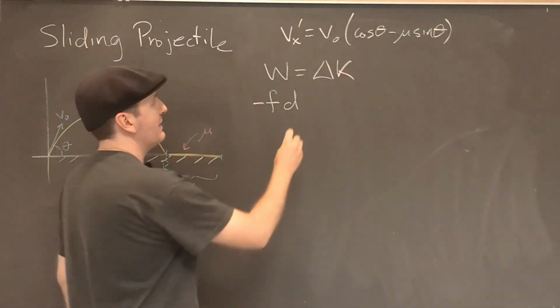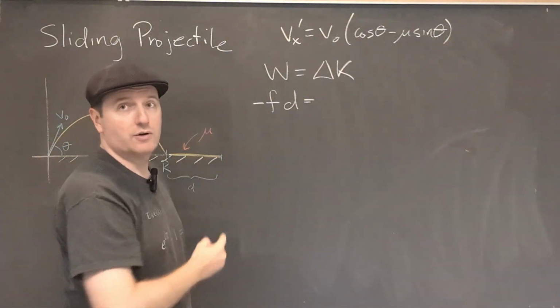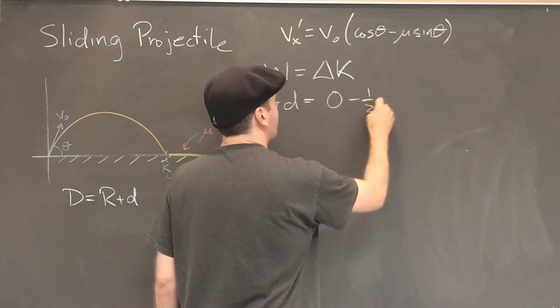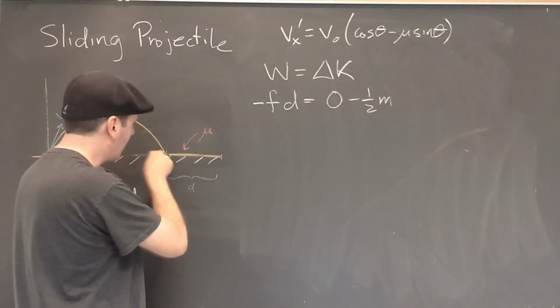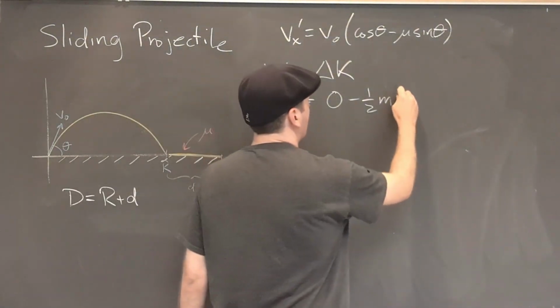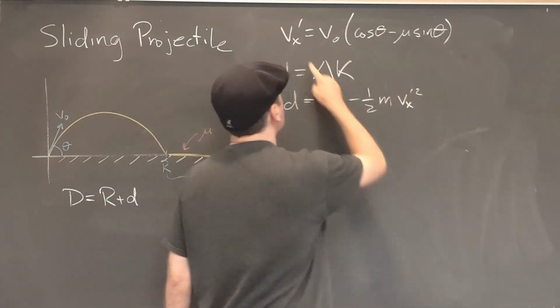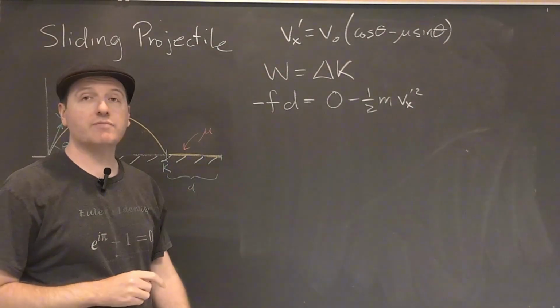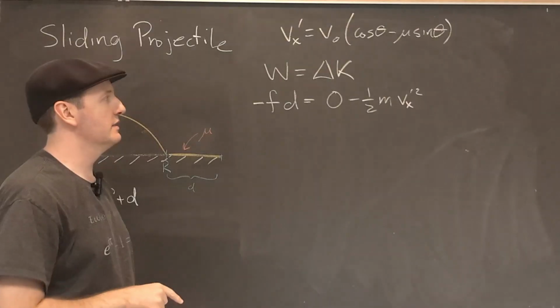On the right-hand side, I want to know how far it goes until it stops. So the final kinetic energy, of course, will be 0. And the initial kinetic energy, meaning right after it hit the ground, will be 1/2 times this m Vx prime, this component of my velocity in the x direction immediately after the collision, squared.